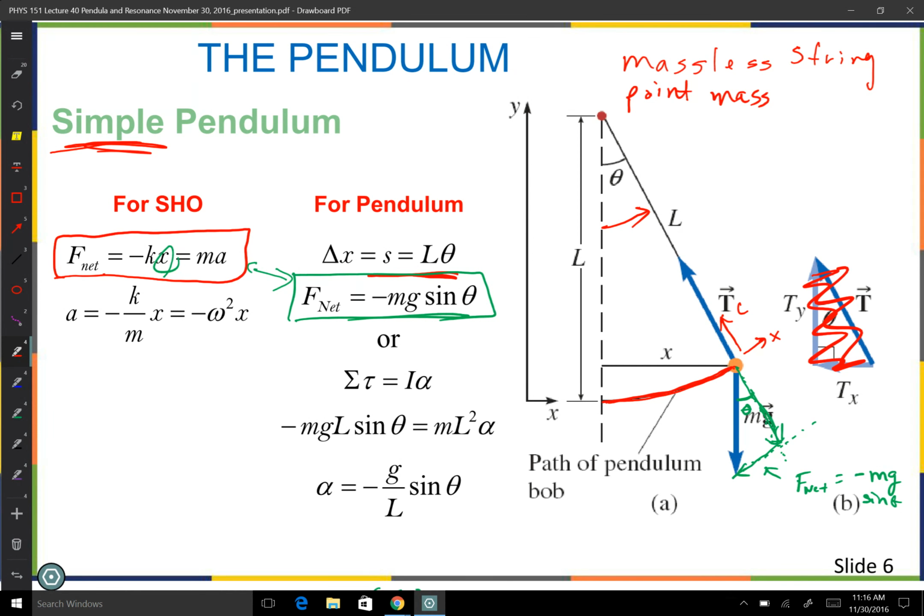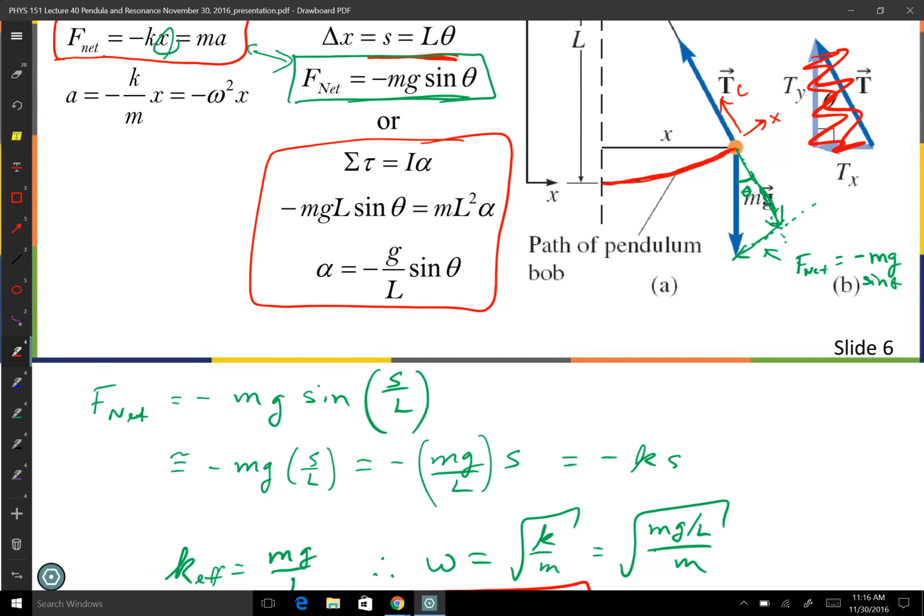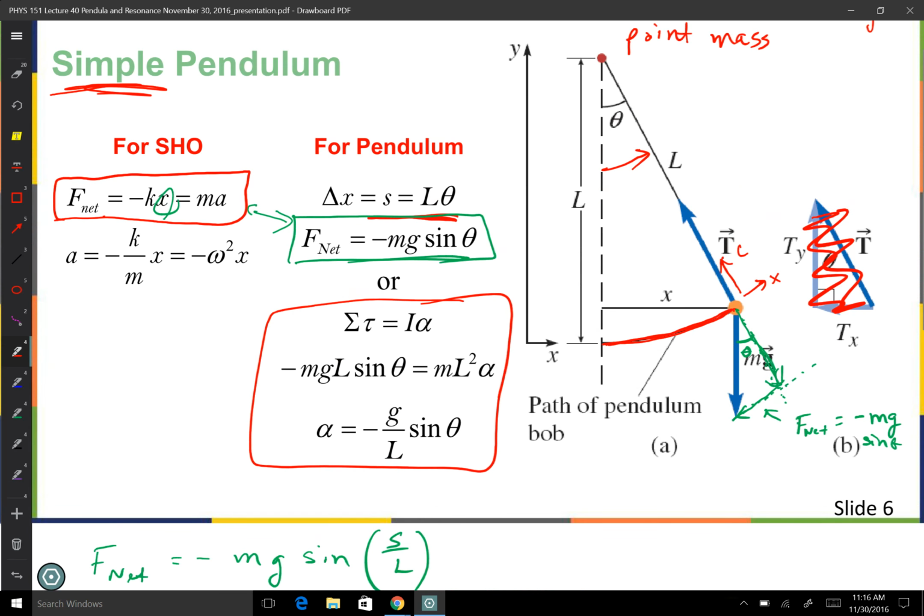If you don't have those approximations, then you need to analyze this the second way I have shown here. The second way I have shown, you take the rotational equivalent of Newton's second law. The net torque is equal to I alpha. And you calculate the net torque about the center, so about here. So if I calculate that torque, I'm going to use this distance over here multiplied by the force of gravity to get that net torque.